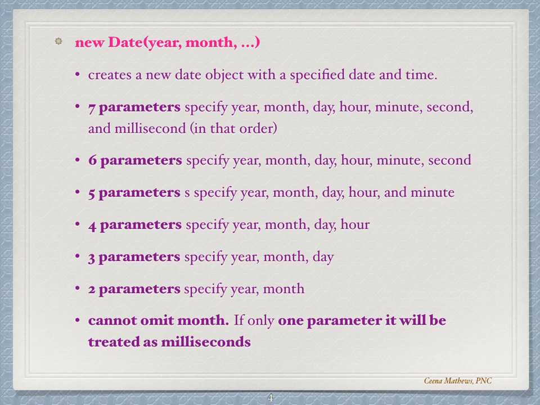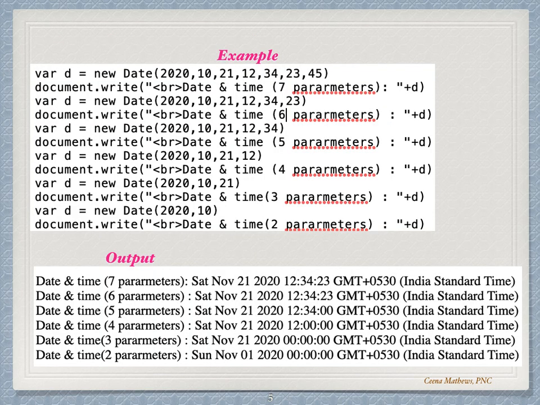And you cannot omit the month, since if only one parameter is given in new Date, it will be treated as milliseconds. It will not be treated as year, it will be treated as milliseconds. Let's see an example for this.